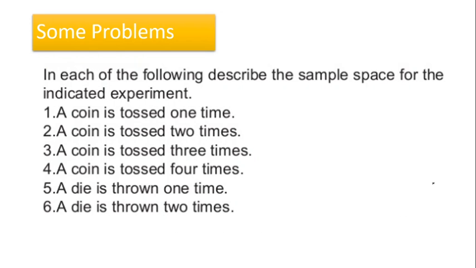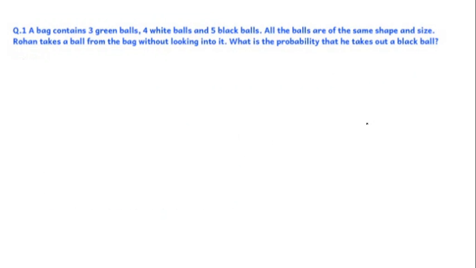Some sample spaces: if a coin is tossed one time, we can write it as head or tail. If two are given, it is head-tail and so on; the others are for practice.